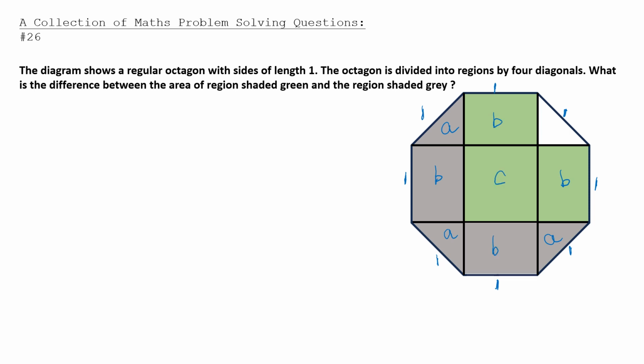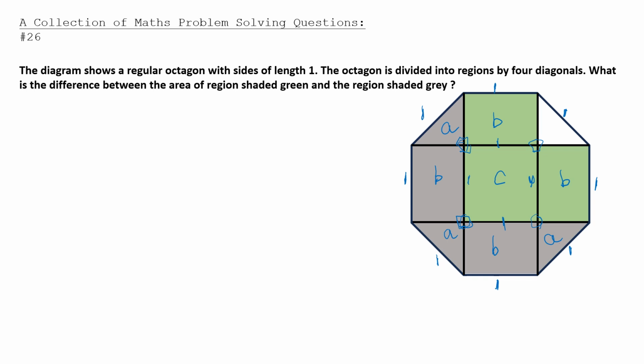Now why is that? You see that if this is 1 and this would be 1, 1, and this is also 1 and this is also 1, and they all intersect at 90 degrees. So C is a square, while the B's are the rectangles and A's are the triangles. Now we know they're right angle triangles, and we know the hypotenuse is 1.